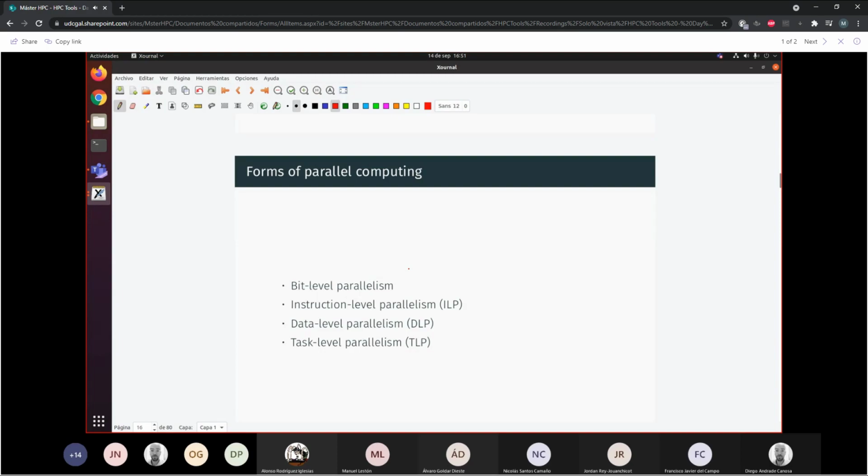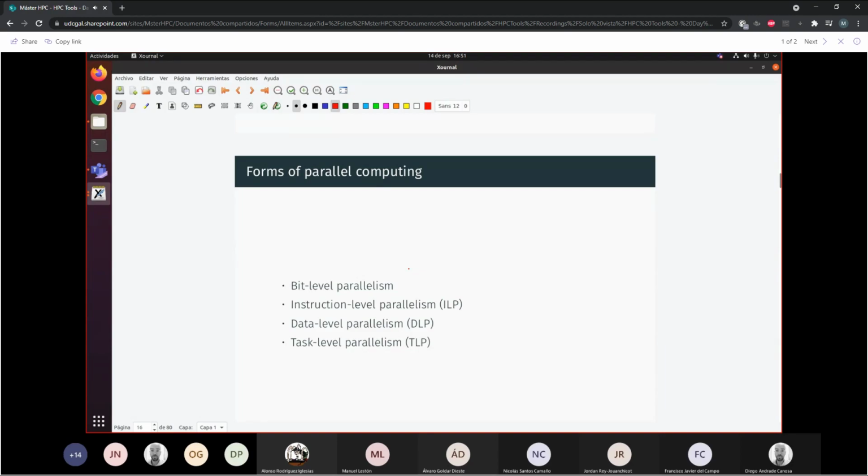So the first thing that we have to see is the different kinds of parallelism that we can find in a computer. I told you before that if this master was not the master in HPC, it would be the master of parallelism. So we have to understand at which levels of the computation this parallelism is possible. The first level of parallelism is bit level parallelism.